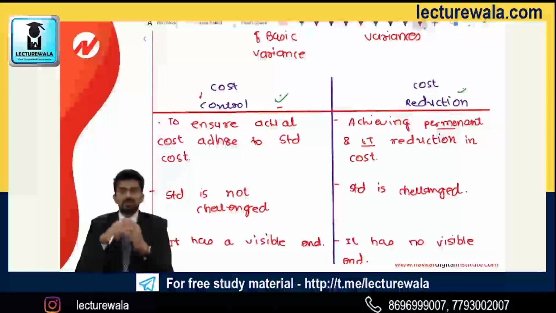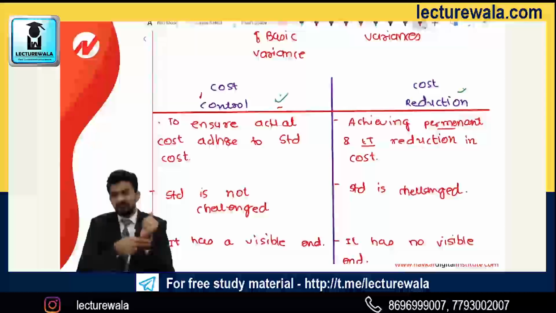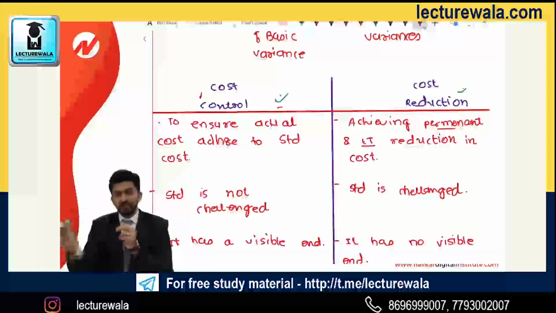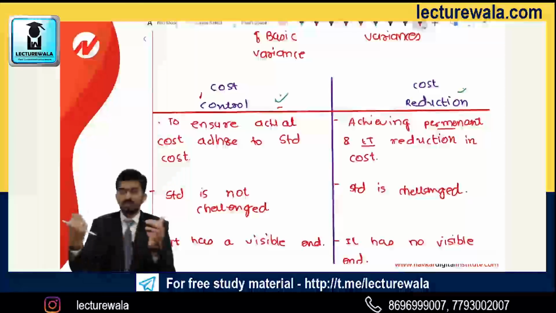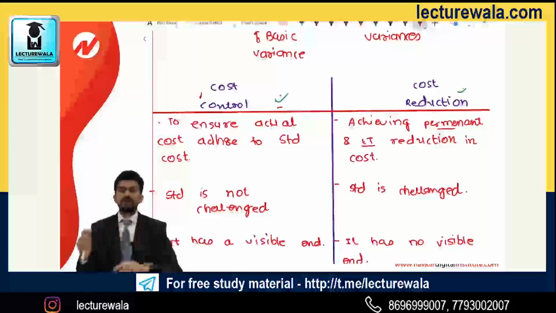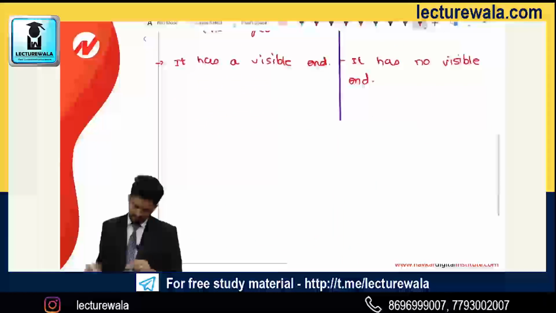In cost reduction, it has no visible end, because in this batch, I took 84 hours. Next batch, I'm going to be taking 75 hours. Again, management tells me, Amit, try to reduce further. Okay, I'll try to reduce further. Again reduce, again further. Now, when will this procedure end? After 3 batches, after 4 batches? I really don't know. And that's why we say it has no visible end.